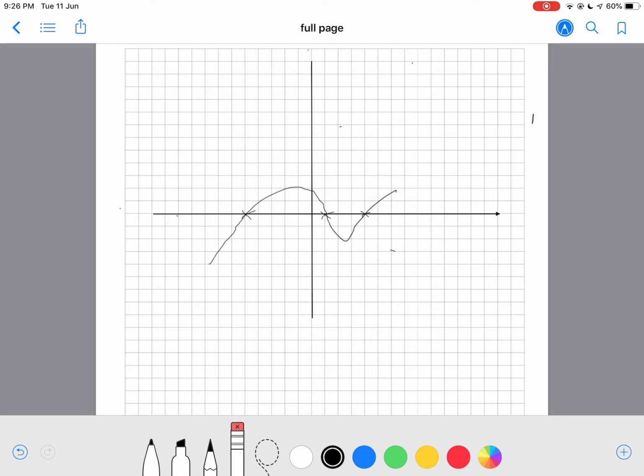Our standard equation for the cubic is y equals a, x minus b, x minus c, x minus d. So b, c, d are our x-intercepts. We have our x-intercepts at -5, 1, and 4. So we have y equals a, x plus 5, x minus 1, and x minus 4.